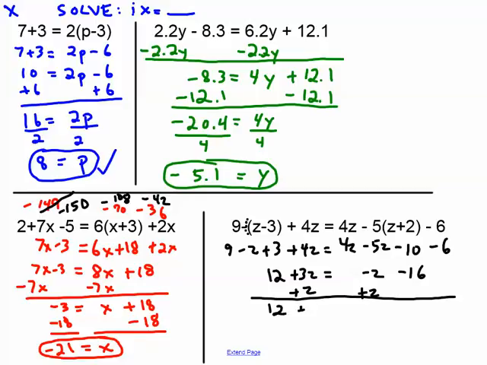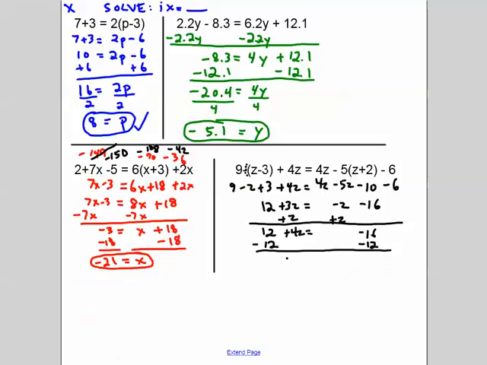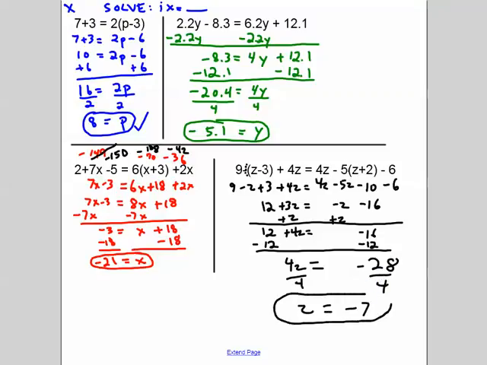12 plus 4z equals negative 16. I'm going to subtract 12 and subtract 12. I'm going to extend my page here. 4z equals negative 16 minus 12, minus 28. Divide by 4 to get my variable just by itself. 1z equals negative divided by positive, negative 28 divided by 4, 7. And there's my answer. Z equals 7.